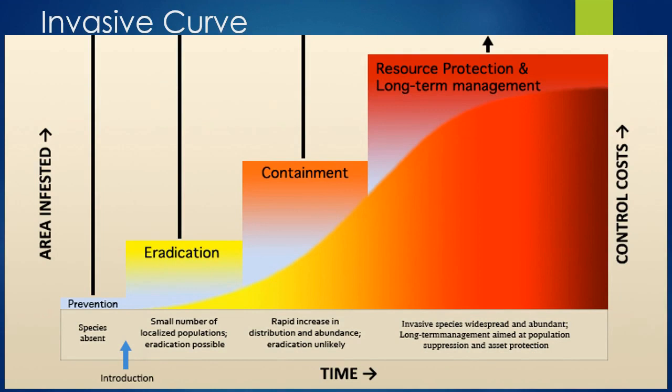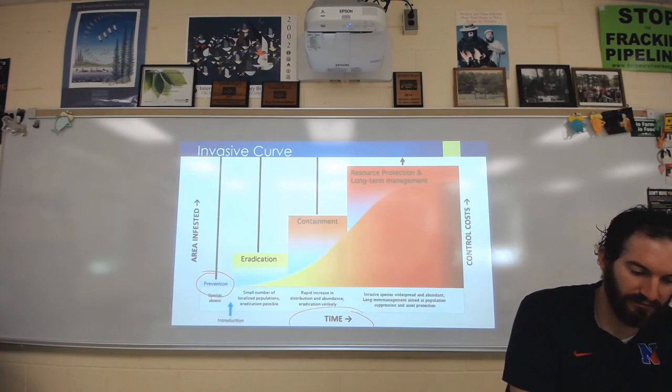The invasion curve is a little bit hard to see, but let me at least draw some key points on here. When we talk about the invasion curve, what we're really looking at is time. Time is on the bottom axis, so as we go from left to right, more time is taking place, and then the area infested is on your y-axis. Initially, a species just appears. It's introduced. So that's right here, the introduction.